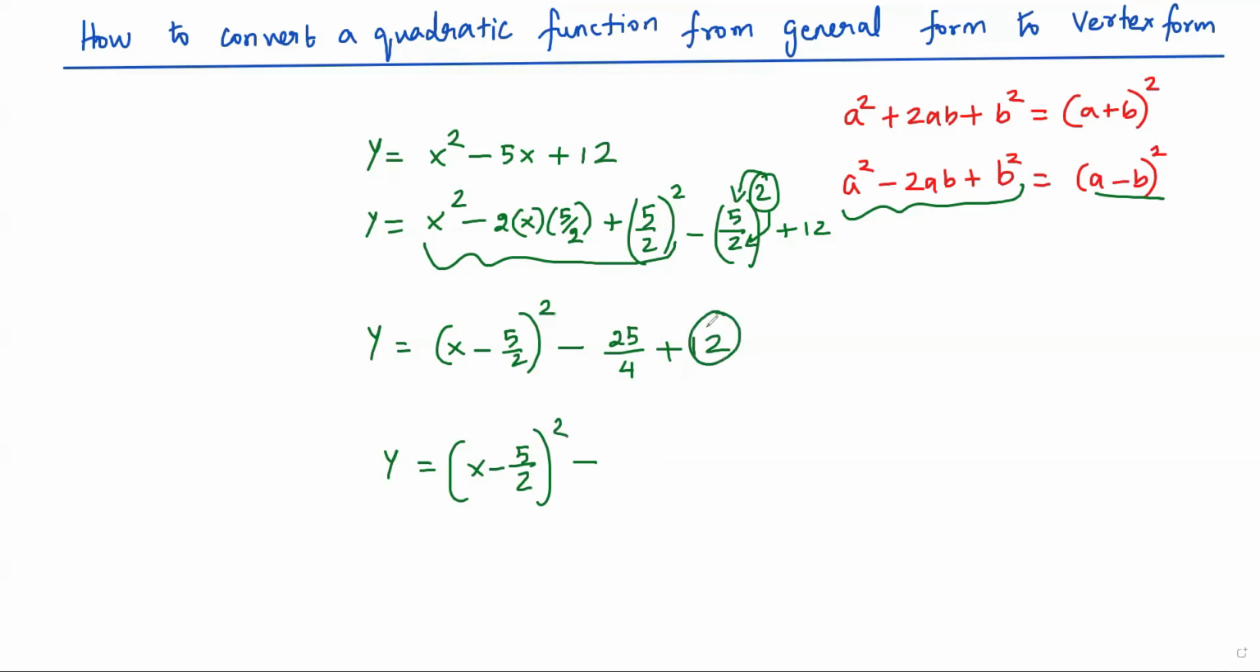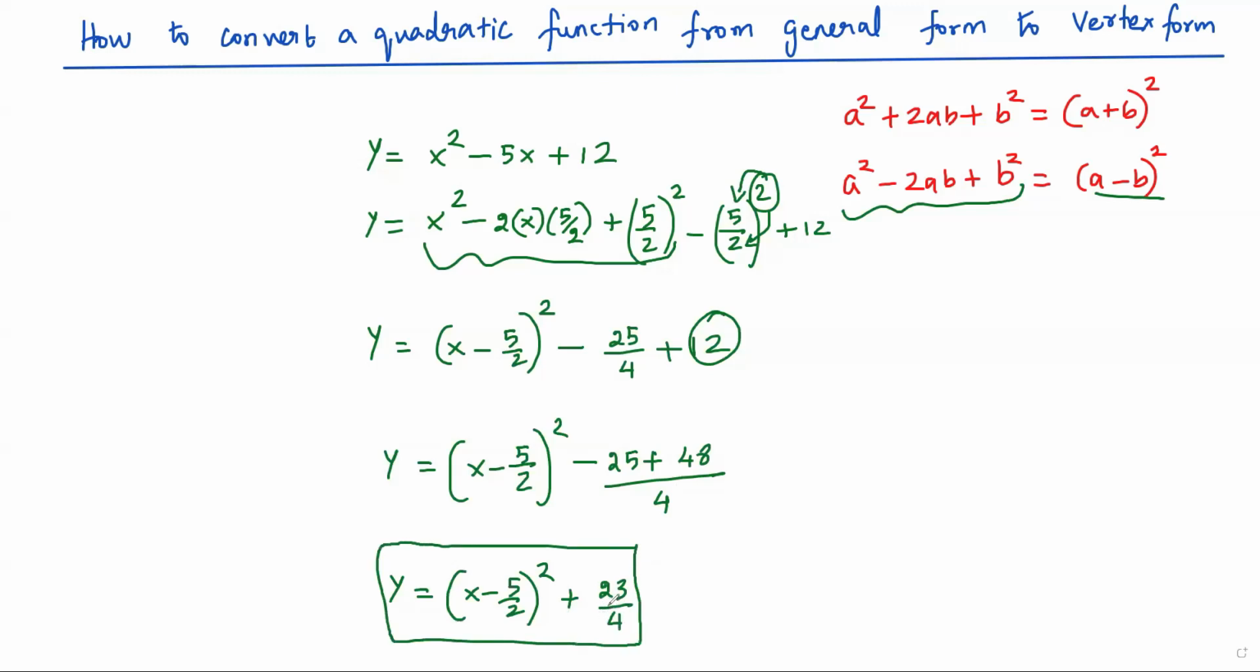Now to simplify this, I'm going to multiply the integer 12 by the denominator 4. Once I'm done with this multiplication, I can take 4 as a common denominator. That is negative 25 positive 4 times 12, which is 48, over 4. So y equals x negative 5 over 2 the whole square. If I combine negative 25 and positive 48, it will be positive 23 over 4. Now this is in vertex form or standard form. So the vertex form of the given quadratic function is y equals x negative 5 over 2 the whole square positive 23 over 4.